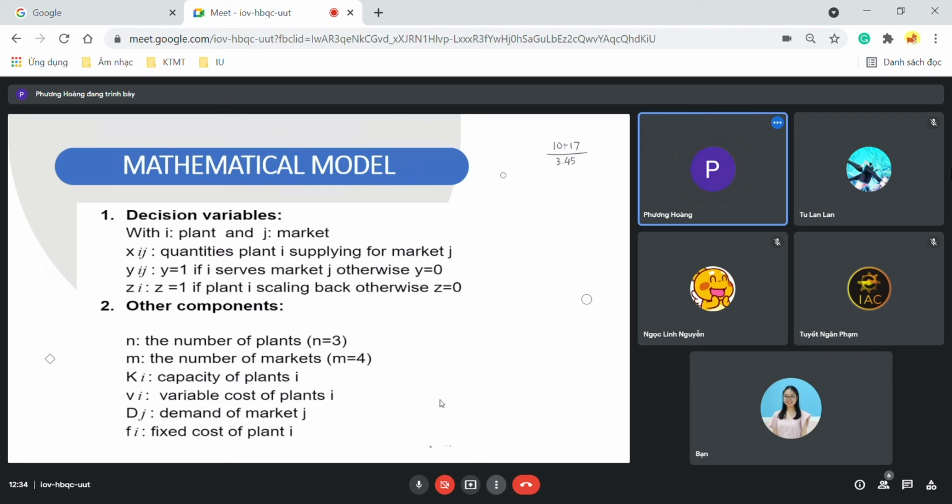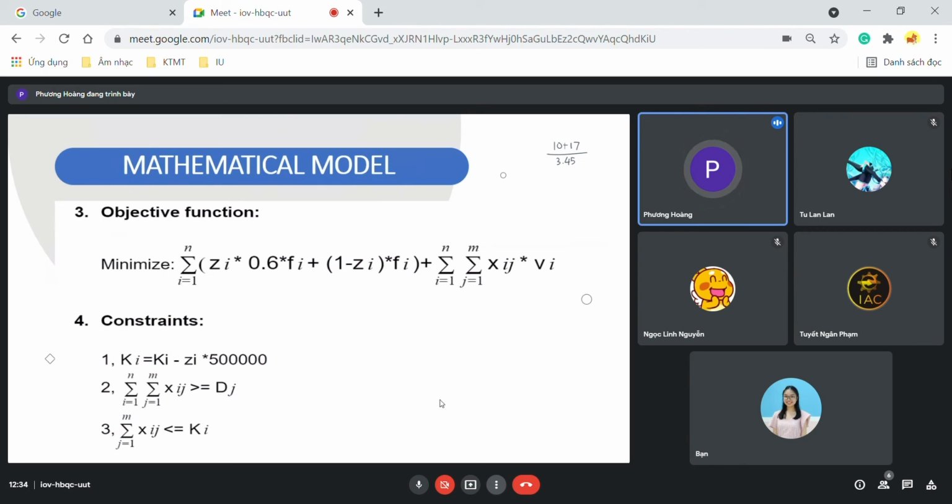So in objective function, we try to define the minimized cost to figure out which plant serves which market. Let's say plant i serves market j with two cases. If plant i is scaling back to 500,000, then its fixed cost is reduced by 40%, and total fixed cost of three plants is calculated, plus X amount of product that plant i will supply for j, multiplied with variable cost of plant i.